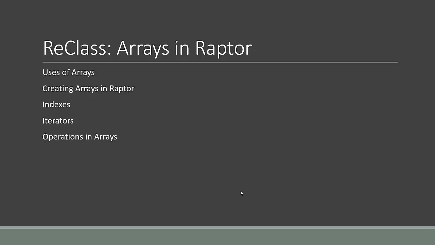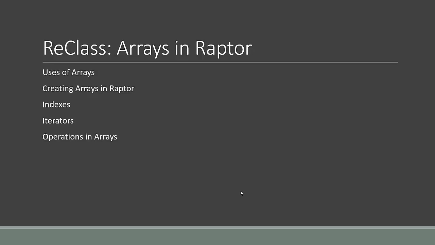Creating arrays in Raptor uses the square brackets on the keyboards inside of the computer lab. They are the apostrophe and the asterisk key directly to the right of the P key.